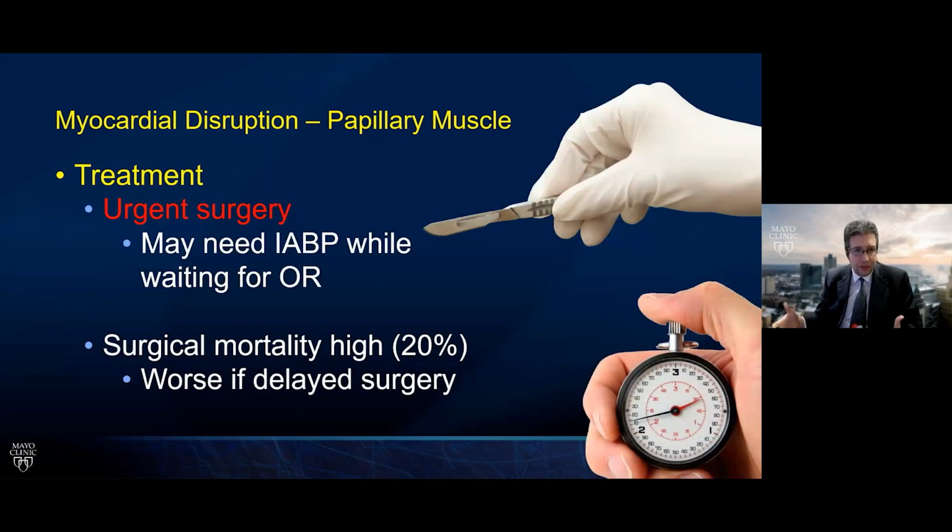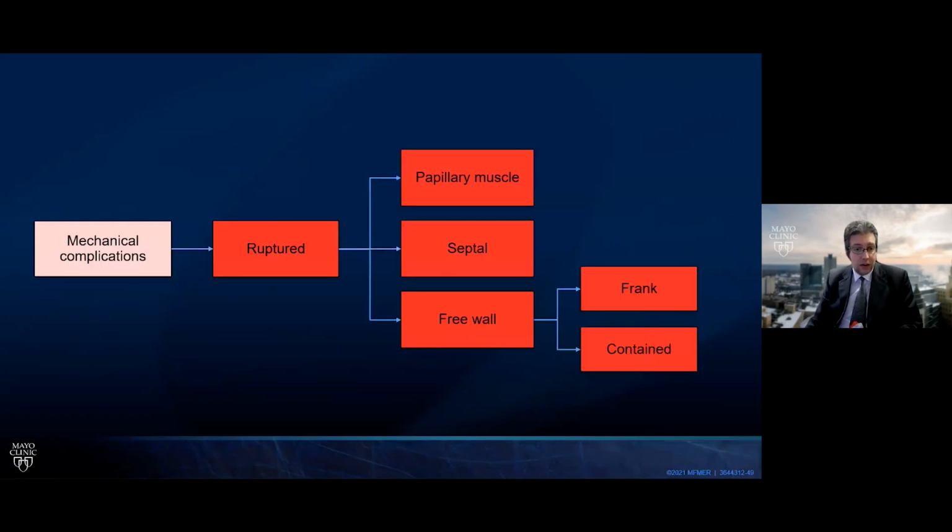So once you've identified this, you've confirmed it with echocardiogram, the treatment is urgent surgery. You may need to stabilize the patient with inotropes, with a balloon pump, but rapidly get them to the OR. I would not take this person back to the cath lab to redefine the coronaries before taking them to the OR. Time is of the essence. You need to get them there. And although surgical mortality is high, non-surgical mortality is even higher.